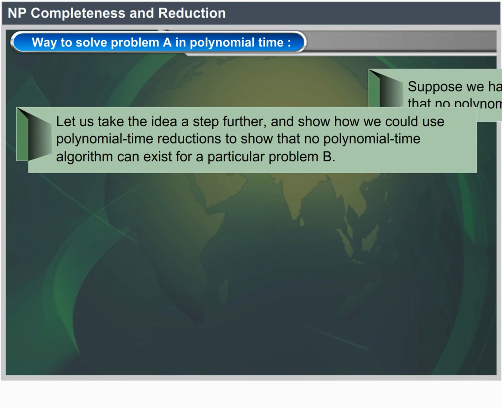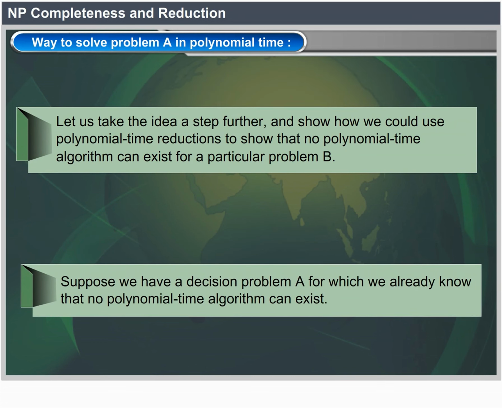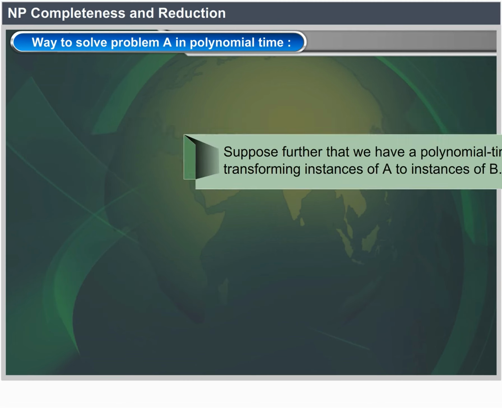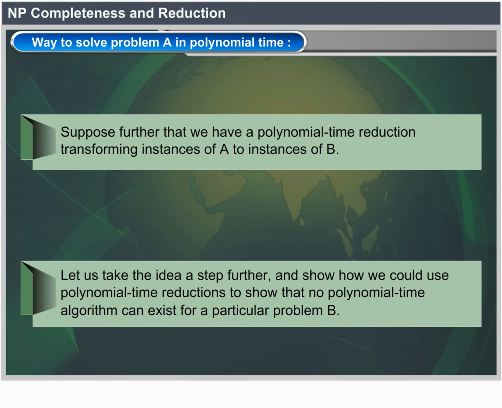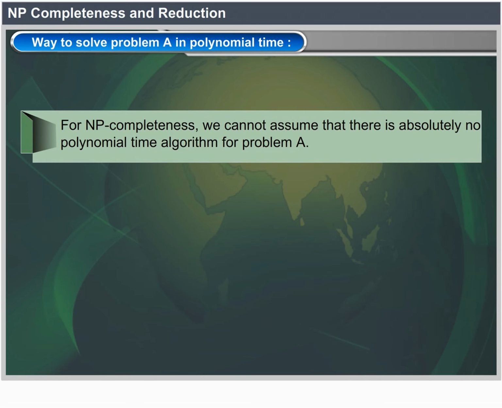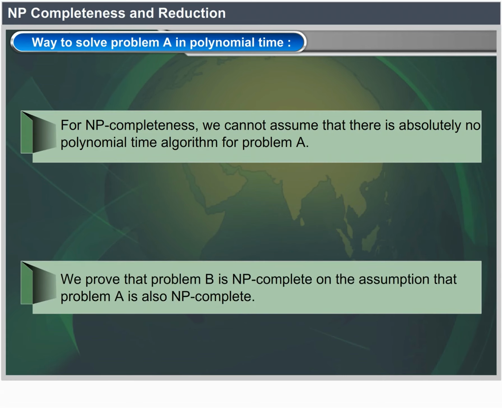Suppose we have a decision problem A for which we already know that no polynomial time algorithm can exist. Suppose further that we have a polynomial time reduction transforming instances of A to instances of B. Now we can use a simple proof by contradiction to show that no polynomial time algorithm can exist for B. Suppose otherwise, that is, suppose that B has a polynomial time algorithm. For NP completeness, we cannot assume that there is absolutely no polynomial time algorithm for problem A. We prove that problem B is NP-complete on the assumption that problem A is also NP-complete.